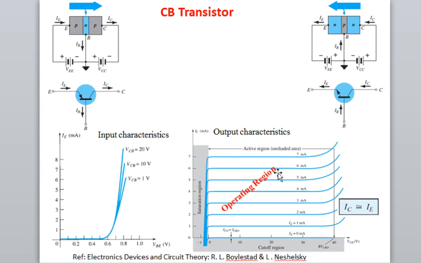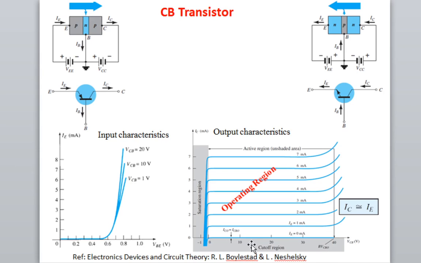So this is the linear region. Here I have marked it as an operating region. This linear, unshaded area is called the active region of a transistor. There is no distortion in the output, which is why this is known as the active region, linear region, or least distortion region of a transistor. And below the input current IE equal to 0, we are not getting any output current.